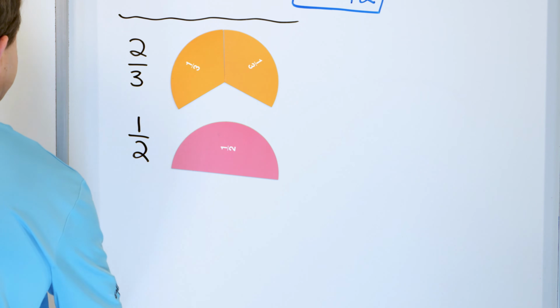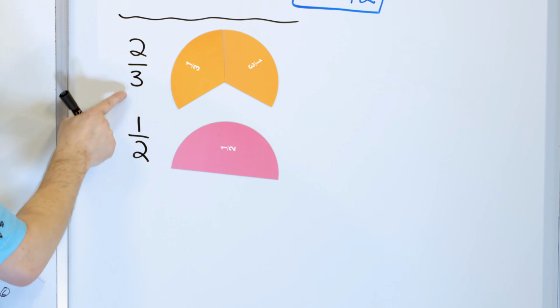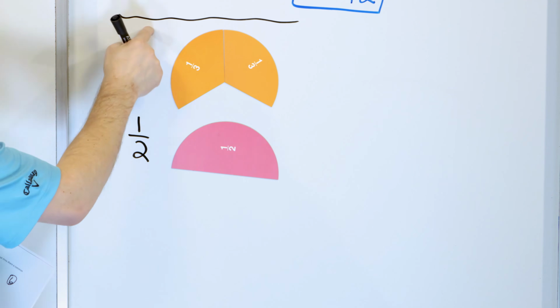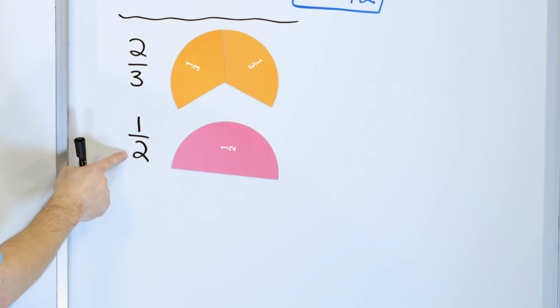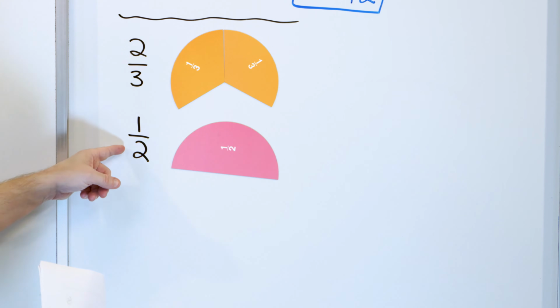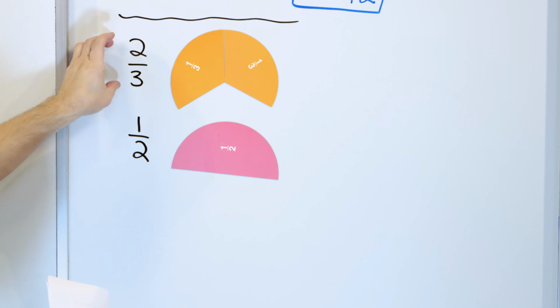Now, how can we actually change this? We have a 3 and a 2. There's no way that I can just manipulate only one fraction because 3 times 2 is 6 and 2 times 3 is 6. So I can't change just one to equal the other.